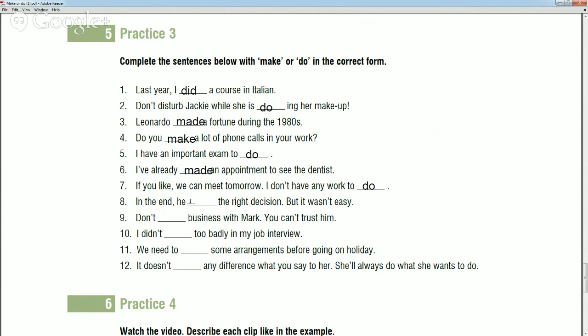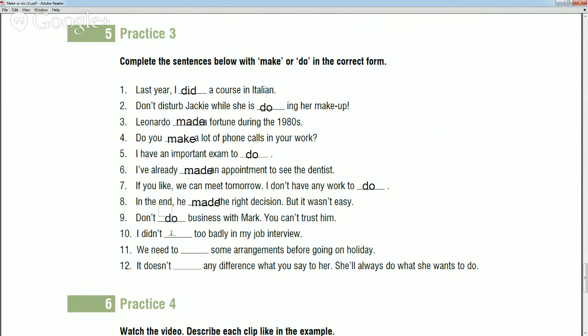So number 8. In the end, he made the right decision, but it wasn't easy. Well, that's good. I'm glad to hear he did. Okay. Number 9. Don't make or do business with Mark. You can't trust him. Both are correct, depending on the meaning. Okay.